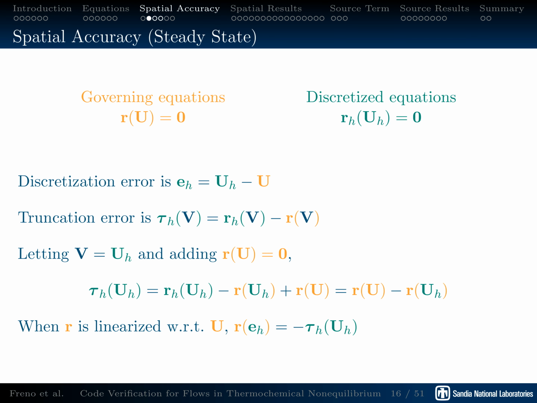On the left, we have the governing equations, and on the right, we have the discretized equations. The discretization error is the difference between the discrete solution and the actual solution. The truncation error is the difference between the discrete residual and the actual residual. Through some manipulation, we can show that when the residual is linear or linearized with respect to the solution, the residual of the discretization error is equal to the negative truncation error.